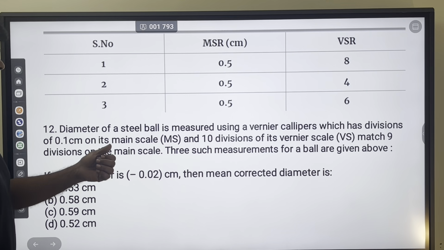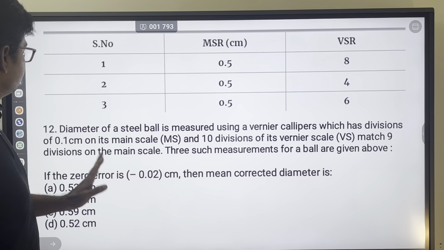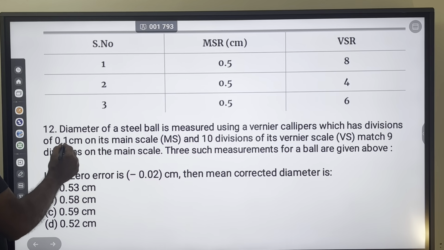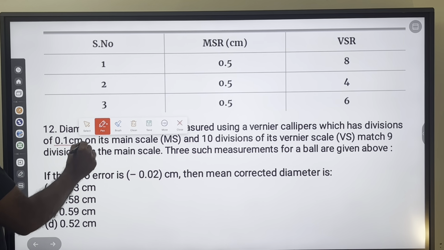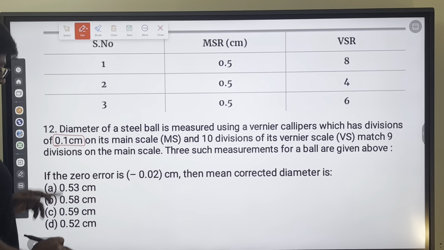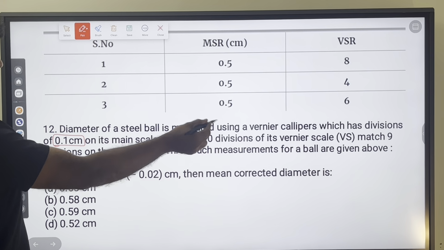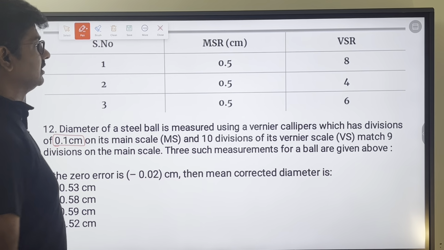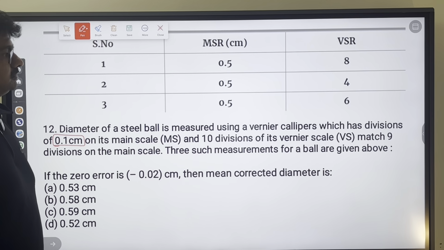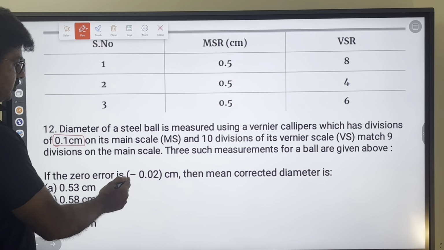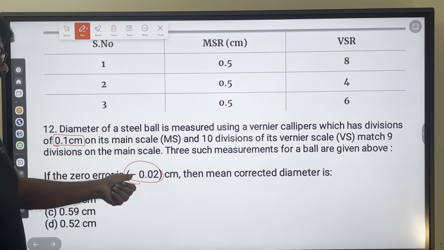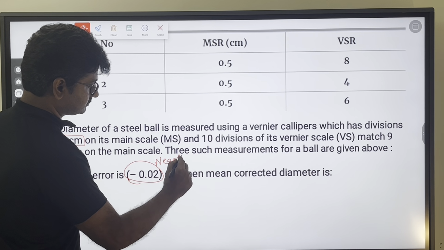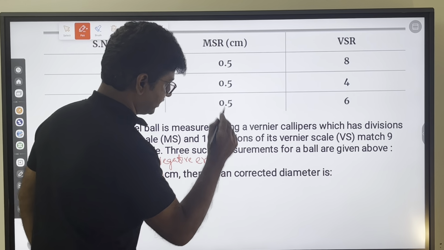Okay. The diameter of a steel ball is measured using a vernier calipers which has main scale divisions of 0.1 centimeter. This is 1 MSD, and 10 divisions on the vernier scale match with 9 divisions on the main scale. 3 such measurements are given above. So these are 3 measurements now. The vernier calipers has a zero error of minus 0.02, this is negative error.